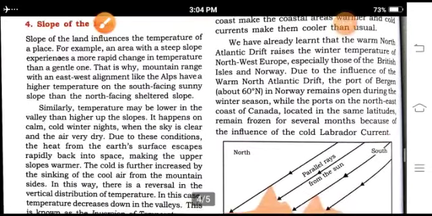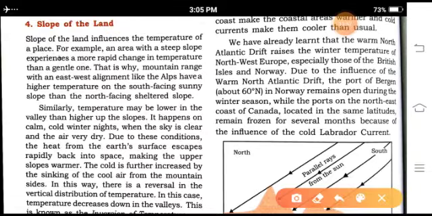We have already learned that the warm North Atlantic drift raises the winter temperature of northwest Europe, especially that of the British Isles and Norway. The port of Bergen, about 60° north in Norway, remains open during the winter season, while the ports on the northeast coast of Canada, located on the same line of latitude, remain frozen for several months because of the influence of the cold Labrador current.